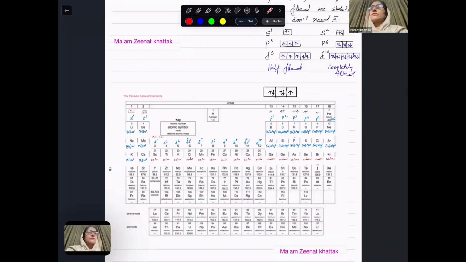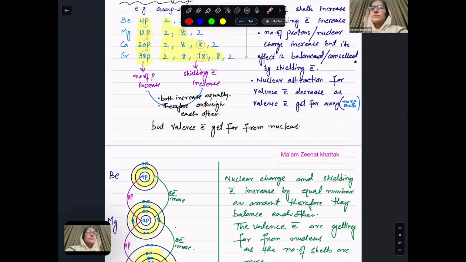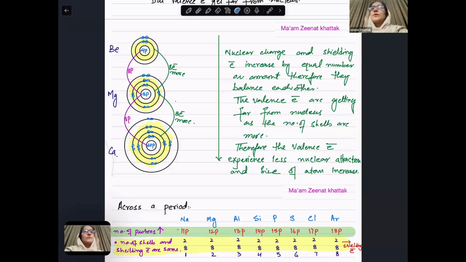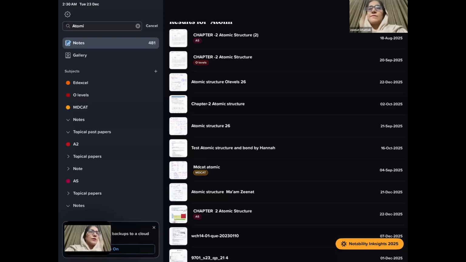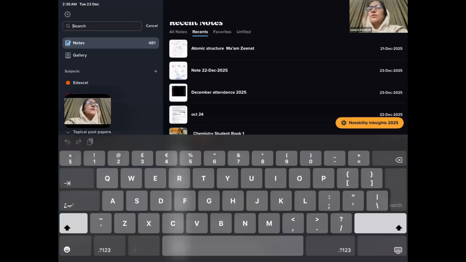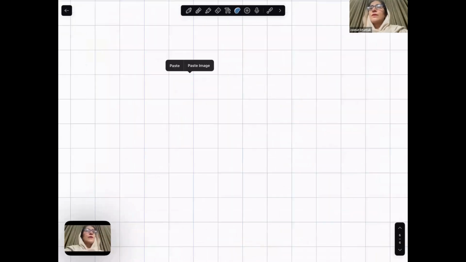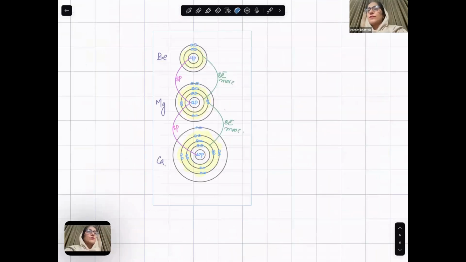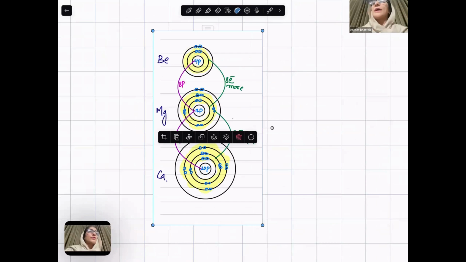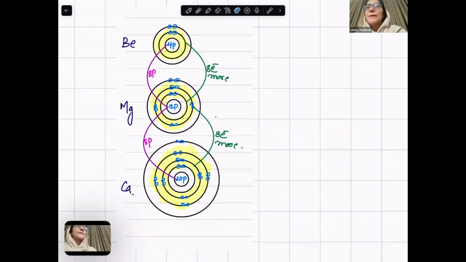Now one thing. I'm going to copy it from the notes. Atomic structure. This is made by me. I want to show you one thing. Look, this is down the group. What is happening down the group?